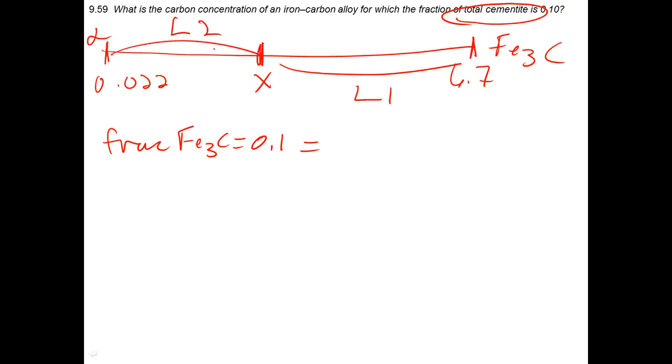I'm going to define my lengths on both sides of this unknown carbon concentration X as L1 and L2. And since I'm interested in the mass fraction of cementite, I want to use L2, that distance on the opposite side of the tie line, and then my total tie line length is L1 plus L2.